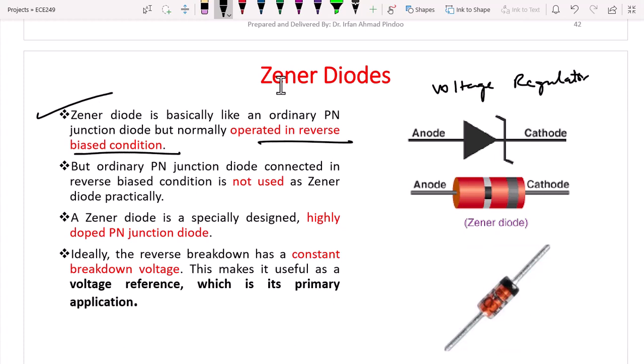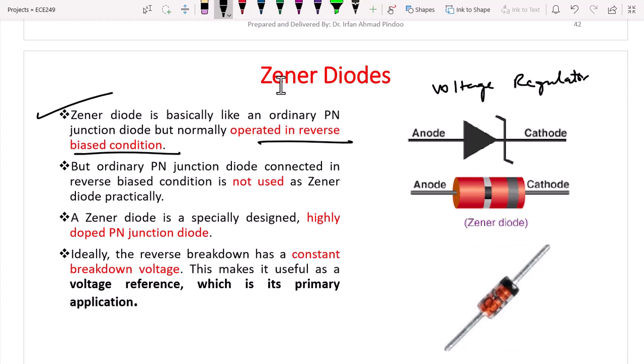So the first important point is that the Zener diode can operate in forward bias as well as reverse bias, and in fact reverse bias is more essential, more helpful, because that particular mode only we use in the application where Zener diode is acting as a voltage regulator.